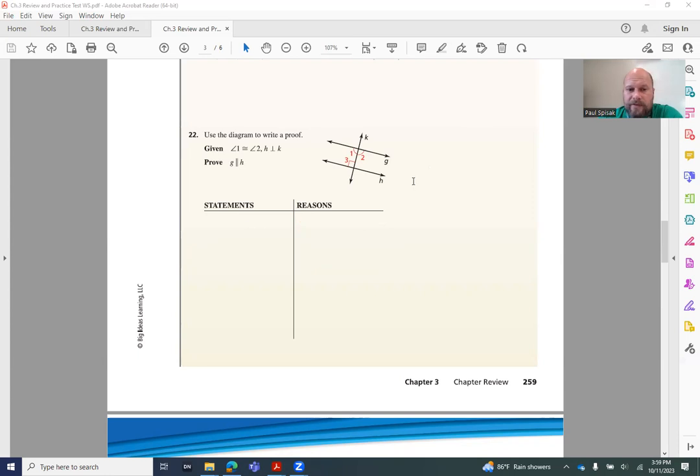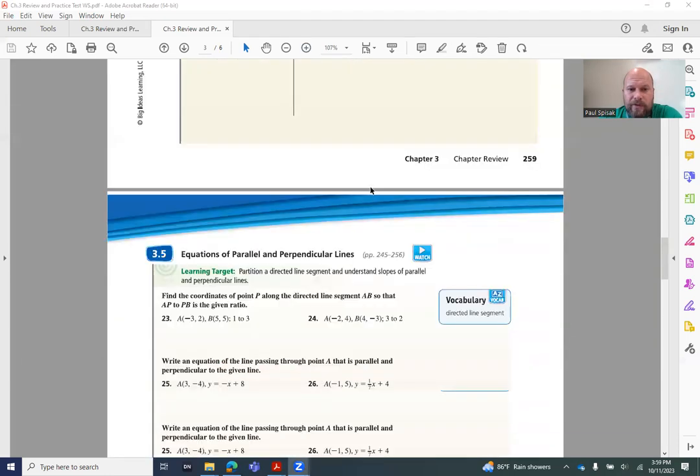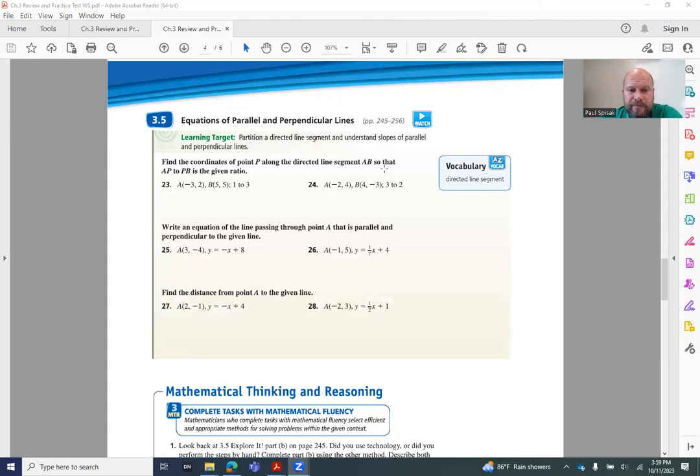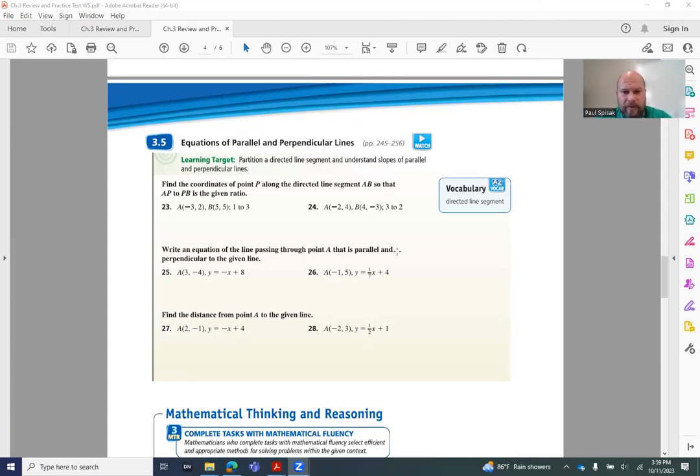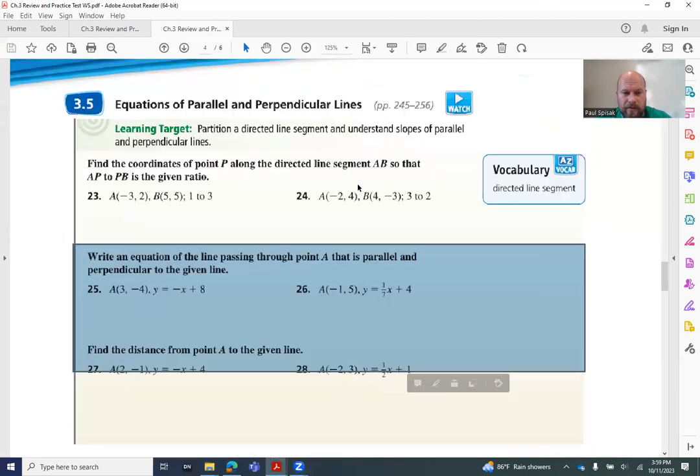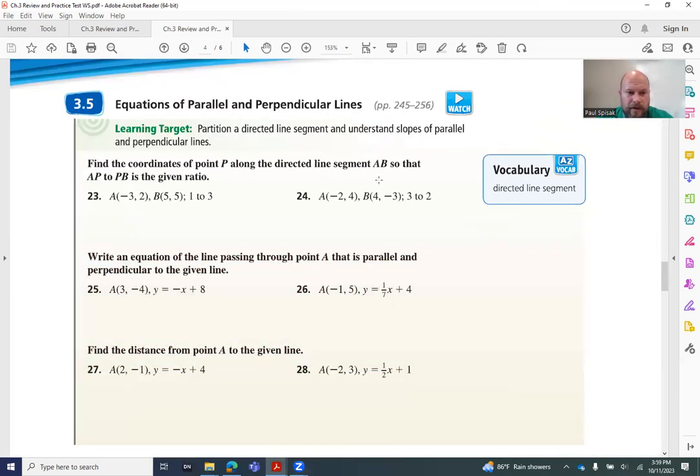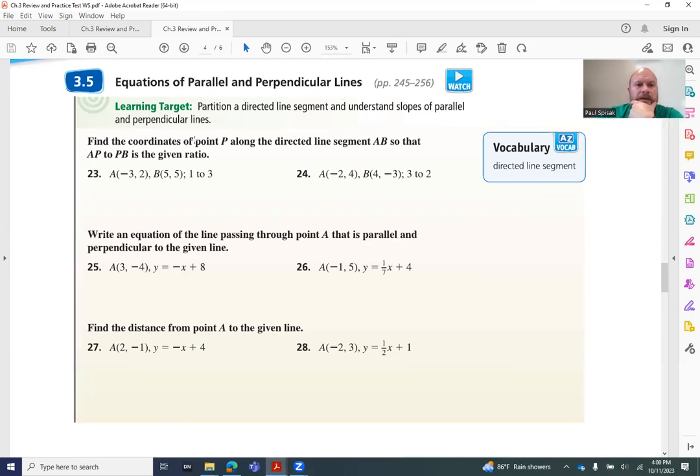So let's clear this off, and we're going to move down to 3.5. Let's make this a little bit bigger. All right, for these, you find the coordinates of point P along the directed line segment AB so that AP to PB is the given ratio. All right. I'm trying to think of how I can write this out since I don't have my pen.